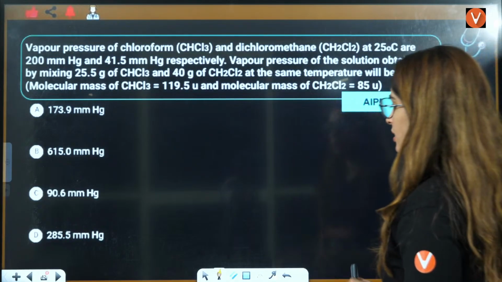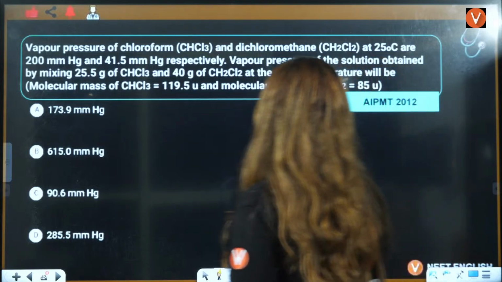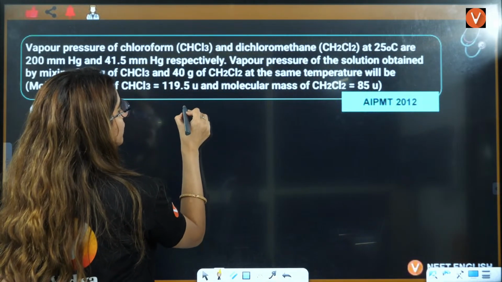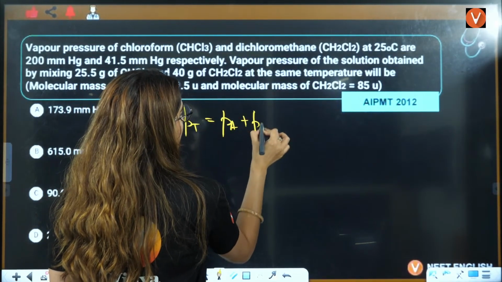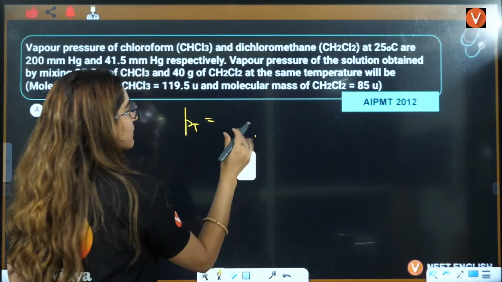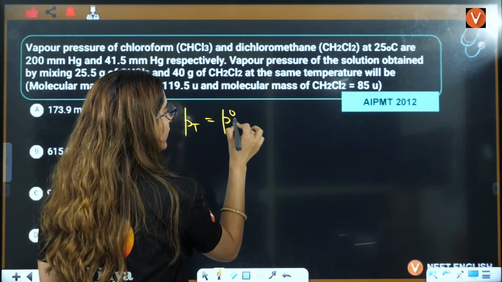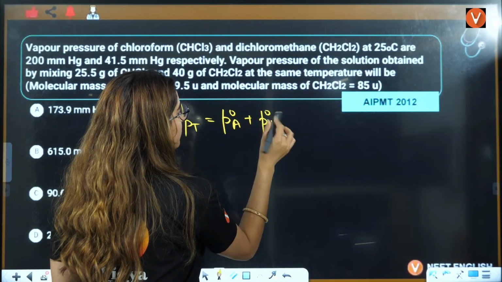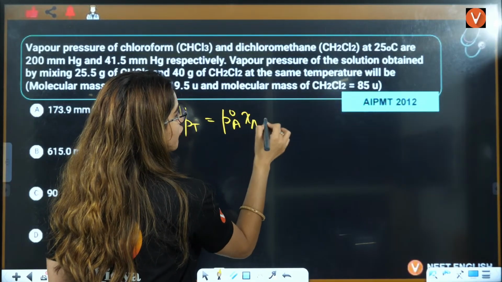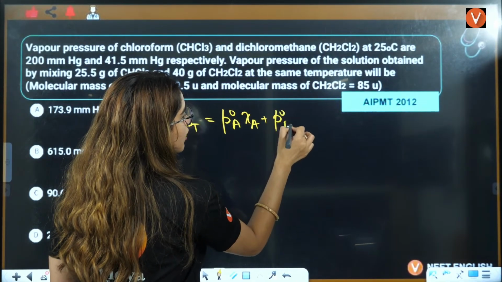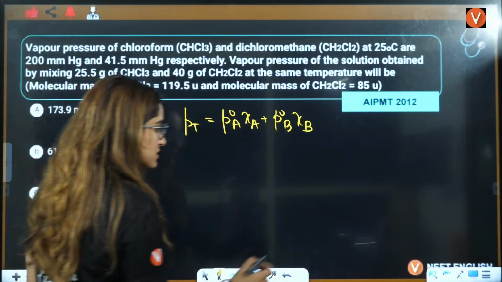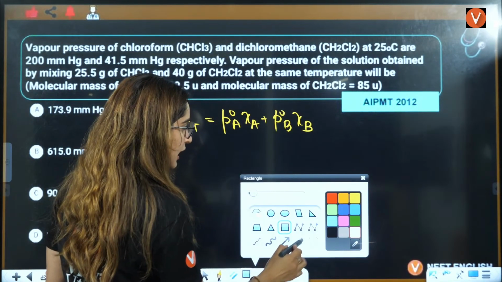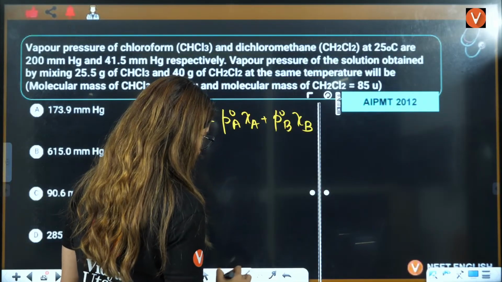Okay, simple. They are asking you the vapor pressure of the solution, that means PT, which is equal to PA plus PB. PA plus PB is nothing but P naught A mole fraction of A plus P naught B mole fraction of B. Now students, this is the formula that you need to apply, right? That we got to know.